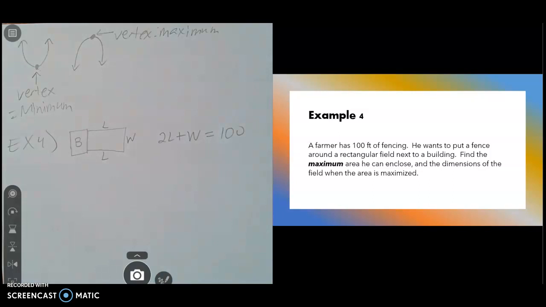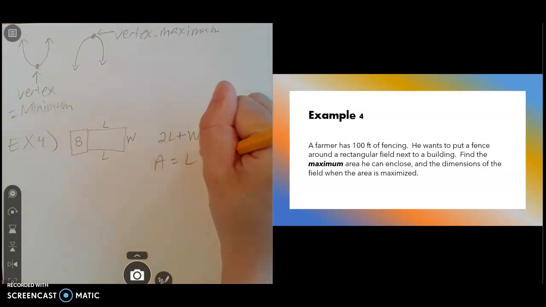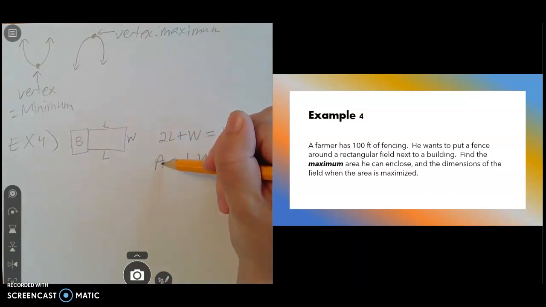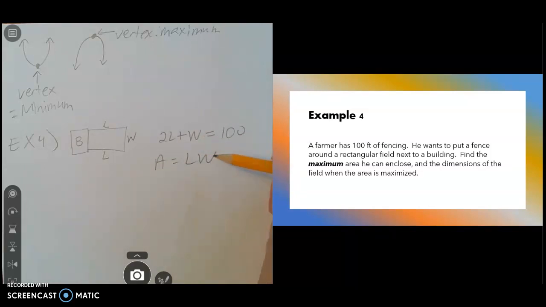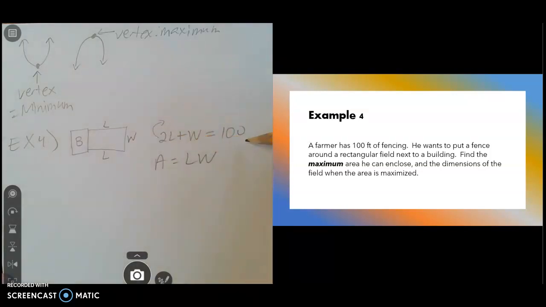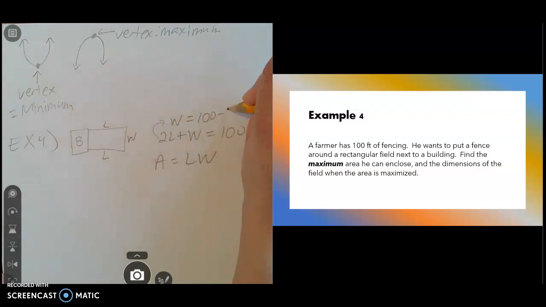He wants to maximize the area. So I know the area of a rectangle equals length times width. So those are my starting equations, okay? Now you'll notice that we're trying to maximize area, but we have 2 different variables in there. That's why we need this other piece of information, so that we can get an equation with 1 variable instead of 2. So what I'm going to do is take this first equation and subtract 2L from both sides. So then I've got W equals 100 minus 2L.